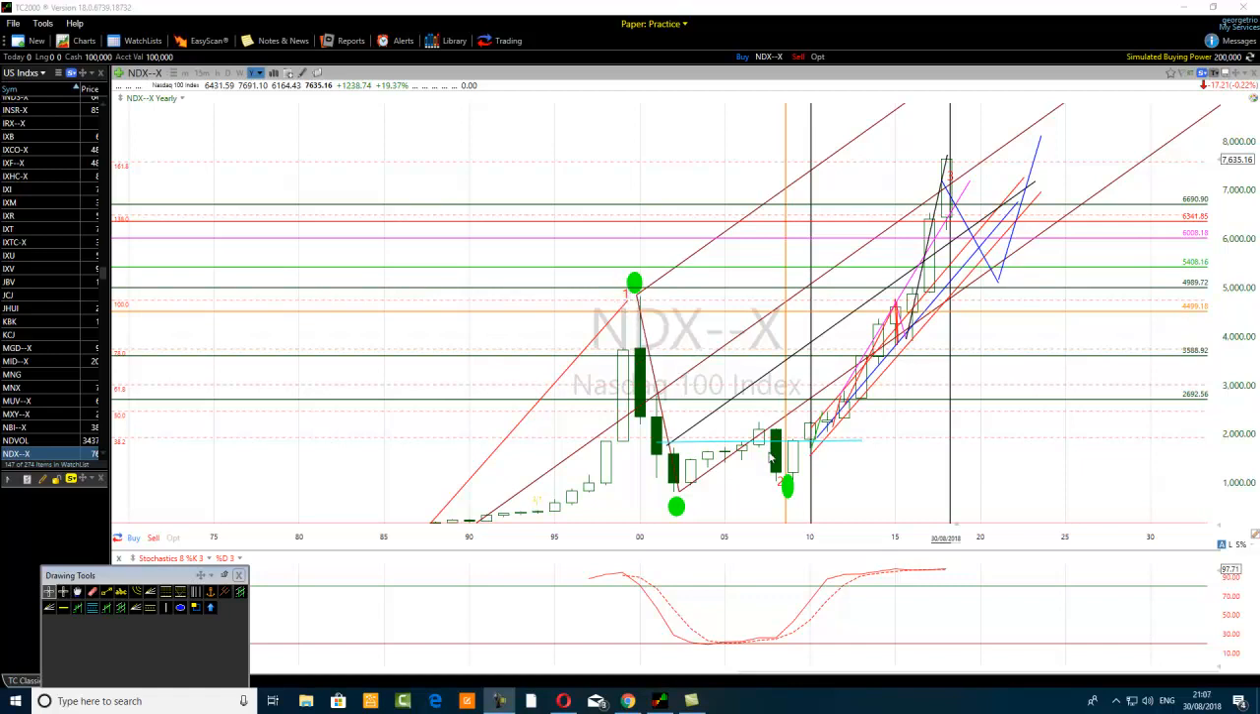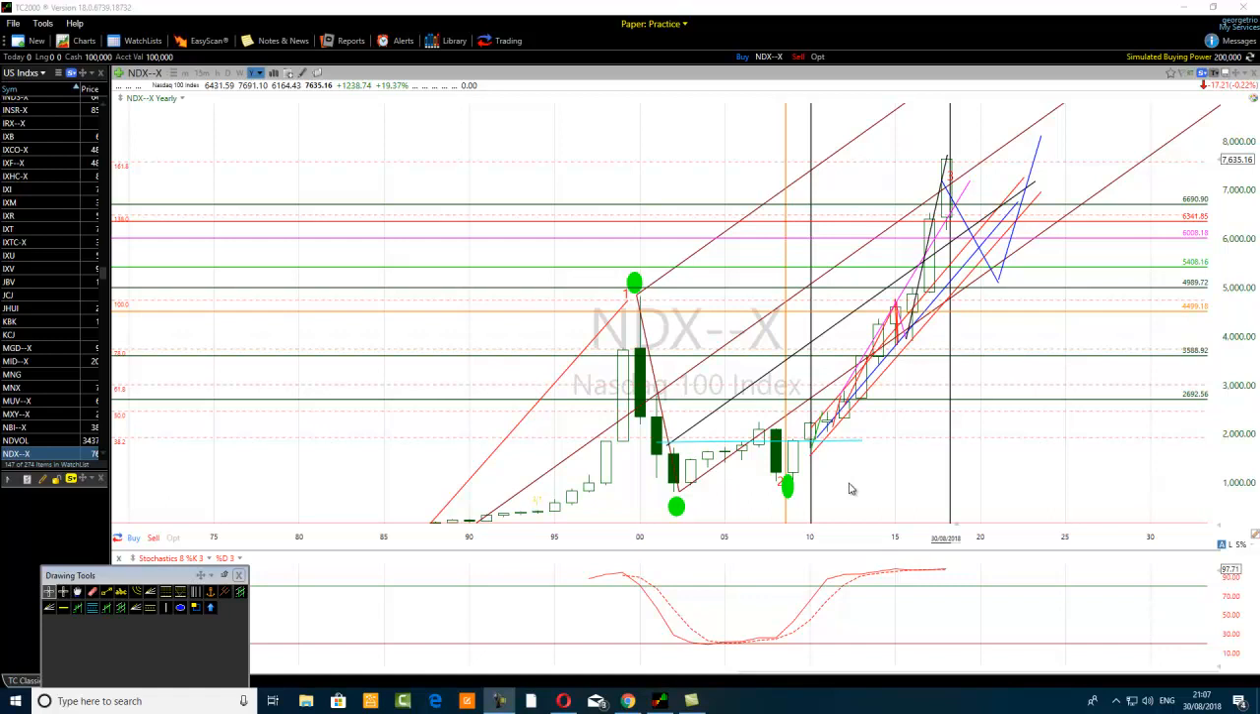The higher degree wave count on the yearly chart: this is the first wave of a higher degree, and this is the second wave of the higher degree. We are now in the third wave of a higher degree. So if you want to know something today about the NASDAQ 100 index, it is that we are in the third Elliott wave of a higher degree. We are not in the fifth wave of a higher degree. So the correction that everybody is talking about is just the fourth wave of a higher degree that everybody is expecting. It's not the real correction yet.